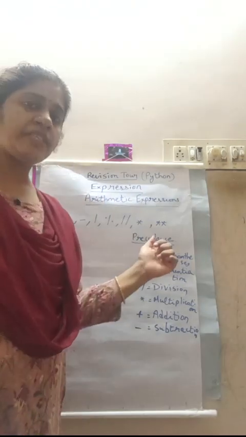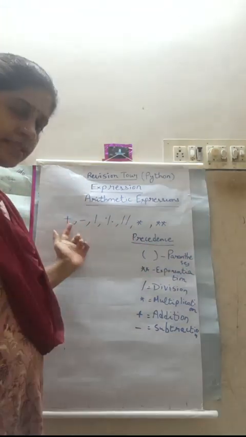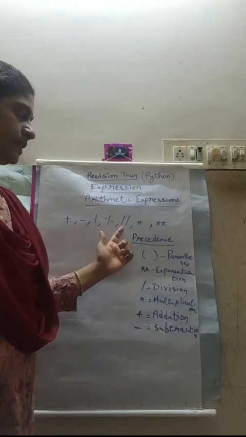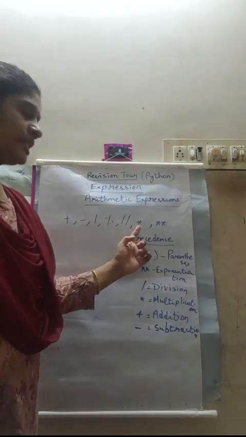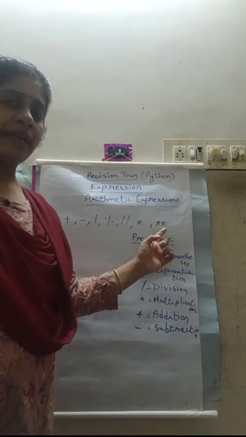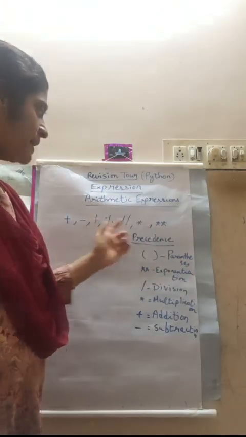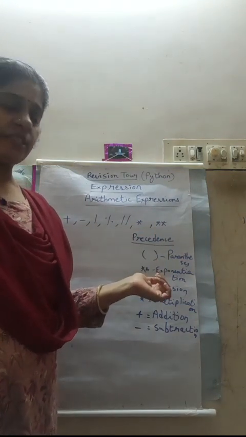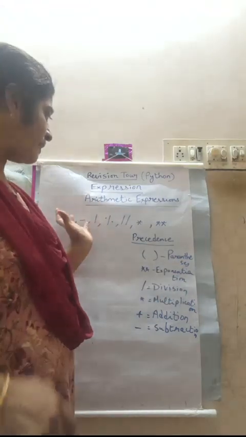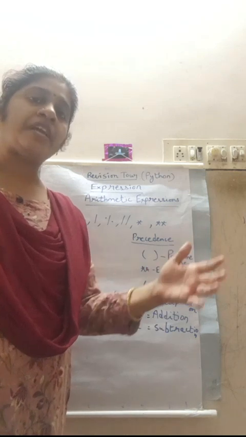Now in arithmetic expressions, it will have operators like plus, minus, division, modulus, floor division, multiplication, and exponentiation operators. So it is an expression which is a combination of operands and these operators. Now suppose you have an expression with multiple operators, then how will they be evaluated? They will be evaluated according to the precedence.